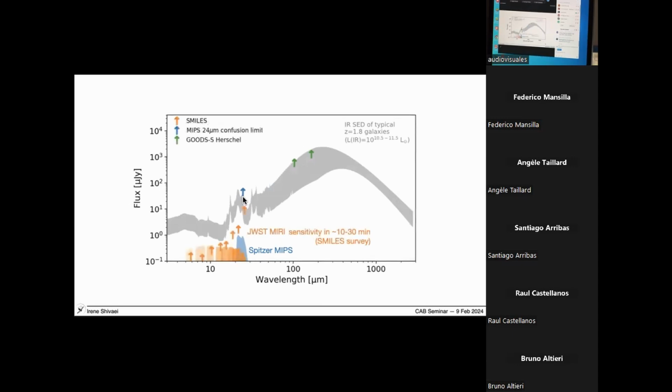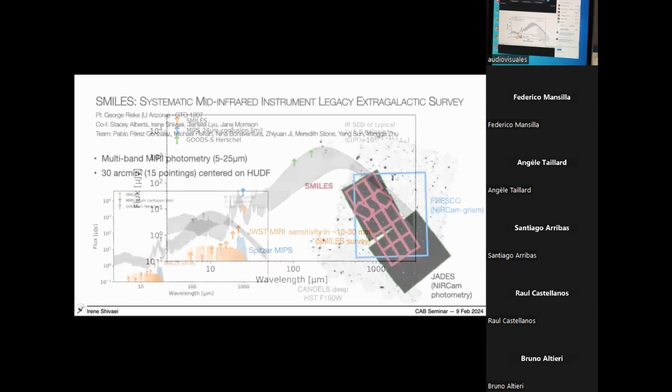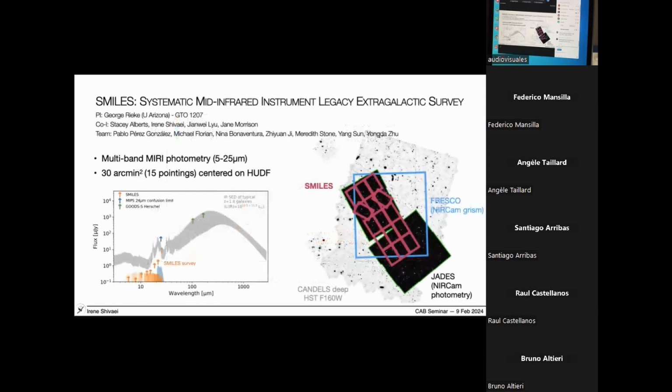But now with MIRI on James Webb, with a very moderate amount of integration, 10 to 20 minutes, we can get down to an order of magnitude better sensitivity, detecting most of the population at these redshifts. So this brings me to our GTO survey, SMILES, the Systematic Mid-Infrared Instrument Legacy Extragalactic Survey. It's a mouthful. SMILES is the largest continuous MIRI survey in the first 2 cycles, from 5 to 25 micron.